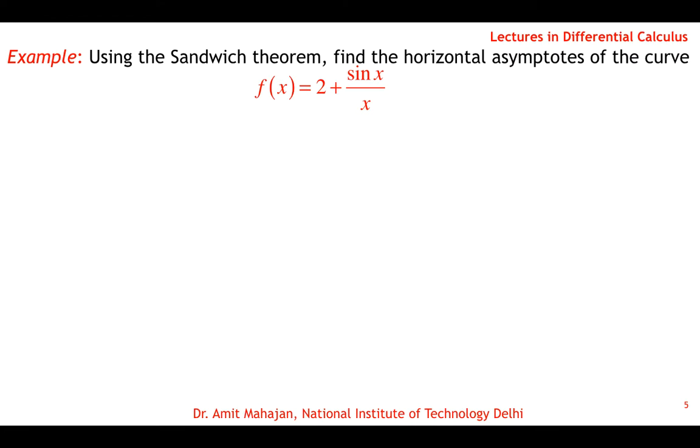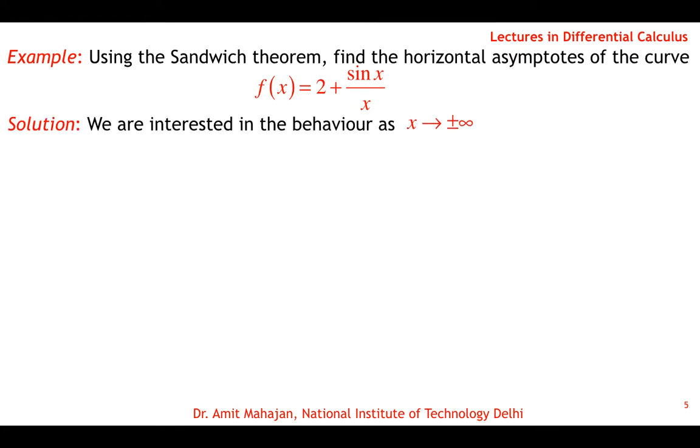Okay, say I take one more example here. Say, using the sandwich theorem, find the horizontal asymptotes of the curve f(x) is equal to 2 plus sin x by x. In this case again we are interested in finding the behavior as x grows too large in the plus direction or the minus direction. That's where we can find the asymptotes.